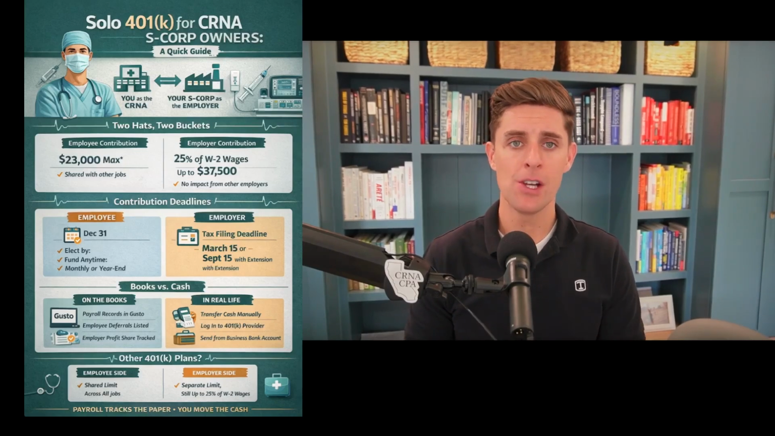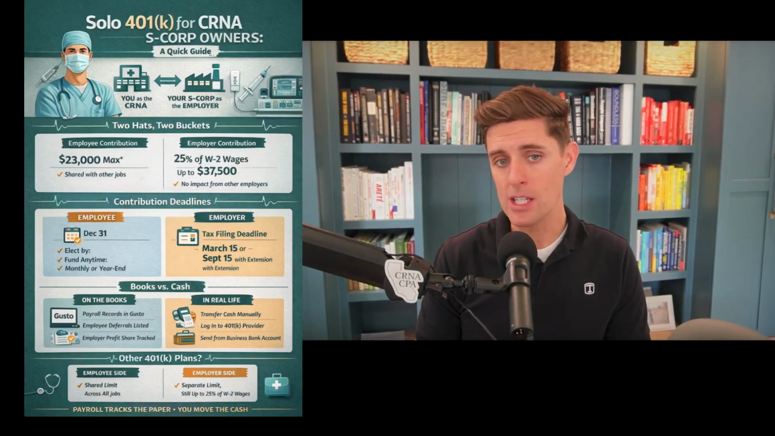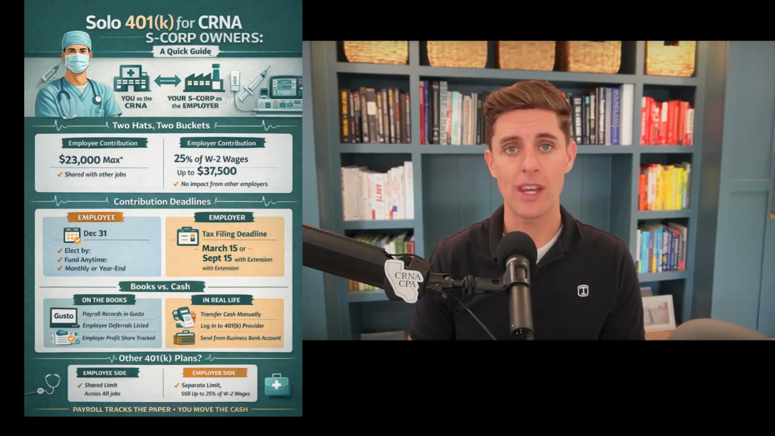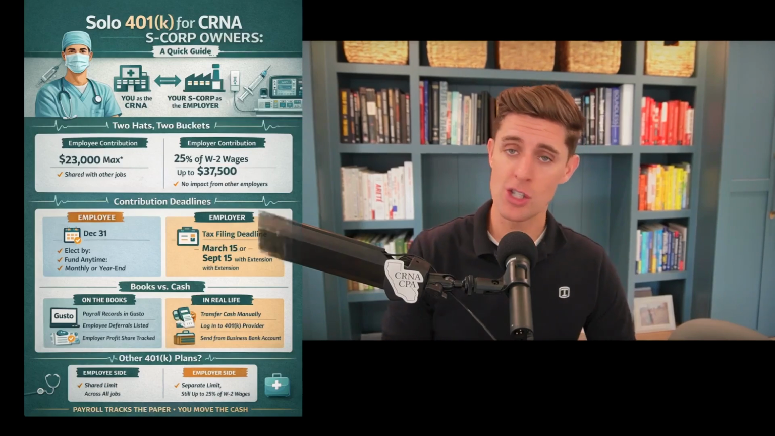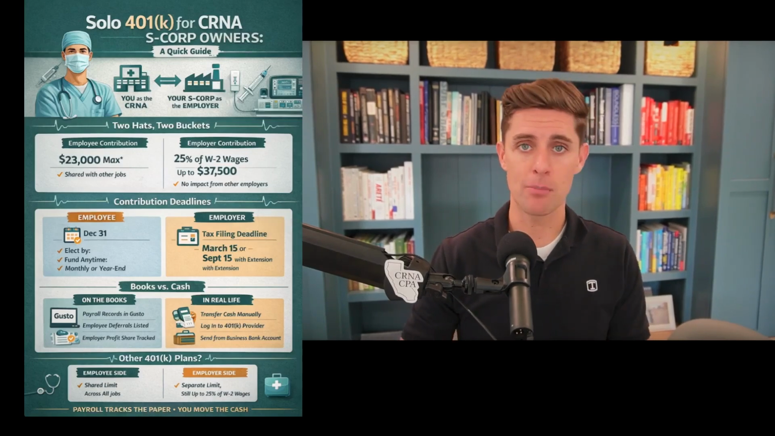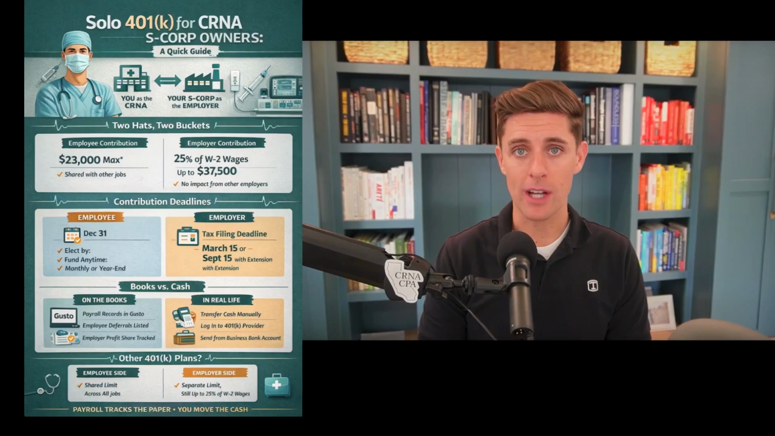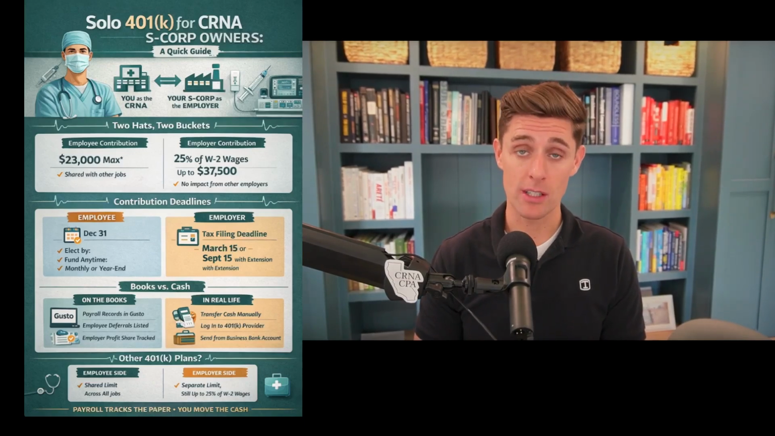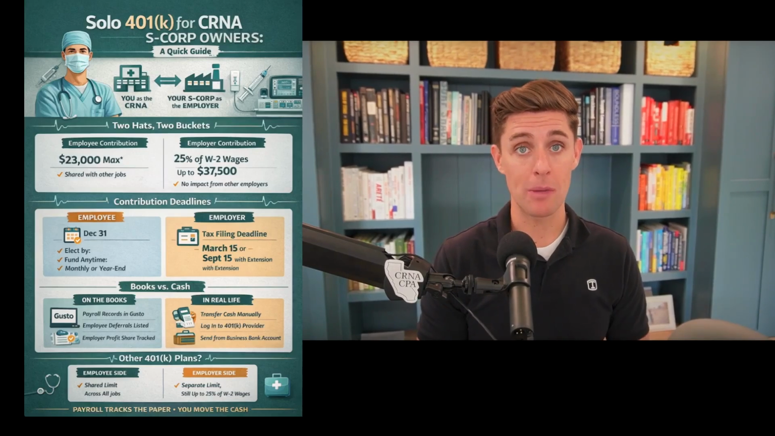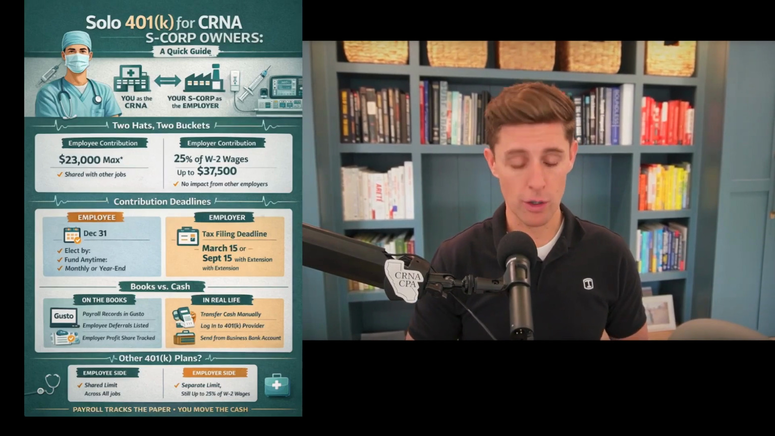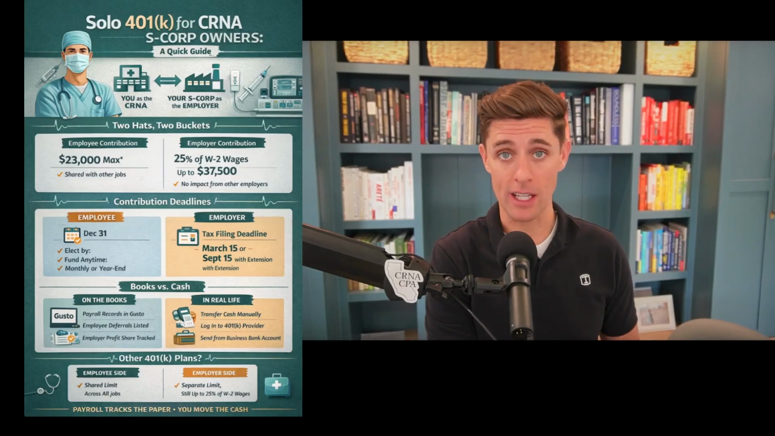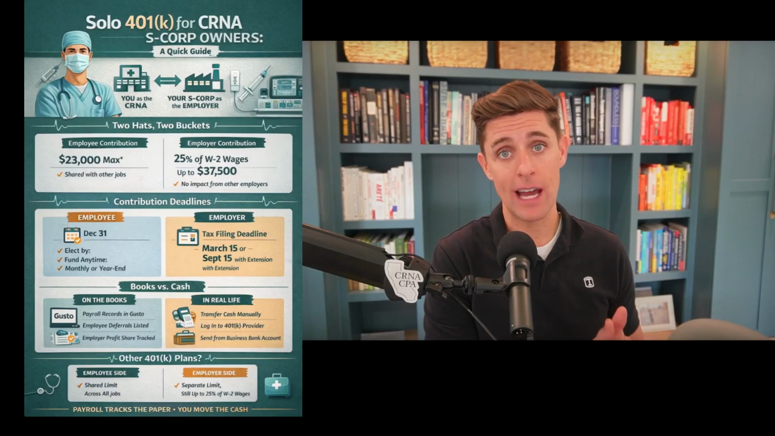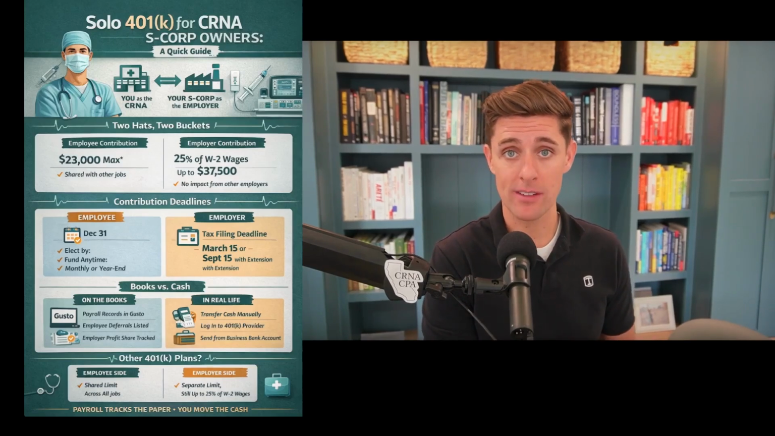Based on that, depending on your age, and it changes every year, but say $23,000, you can contribute just as if you were at a different employer, working for Kaiser or whatever. That's the employee portion. Okay. But if you have a year where you've already maxed out your employee contribution at Kaiser, that means that's now exhausted. You can't do that for your S-Corp.